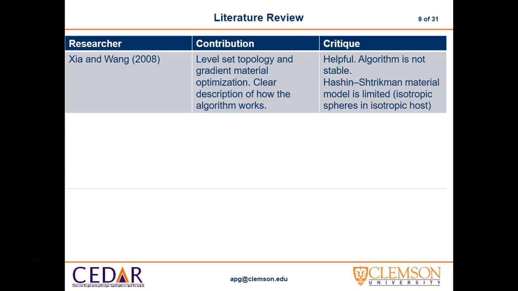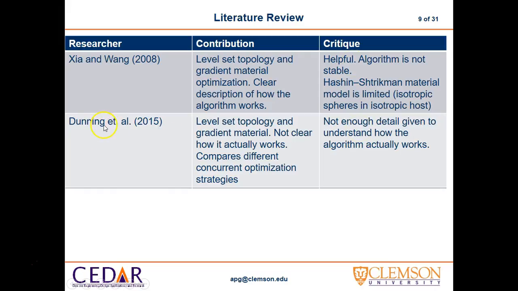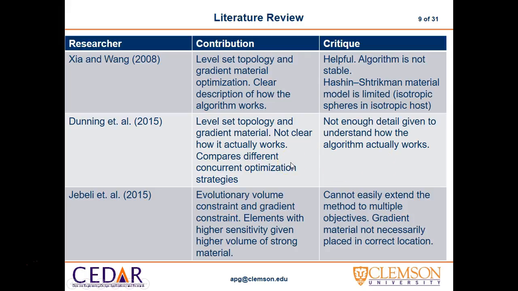So some researchers that have done some work with this, Xia and Wang, provide a really nice paper that gives a clear description of how their algorithm works. Their algorithm is not the most stable. It's also limited to a single material model. Dunning et al. give a very high level view of some of the challenges with combining the two. However, they leave out a lot of detail. It's kind of hard to follow their paper.